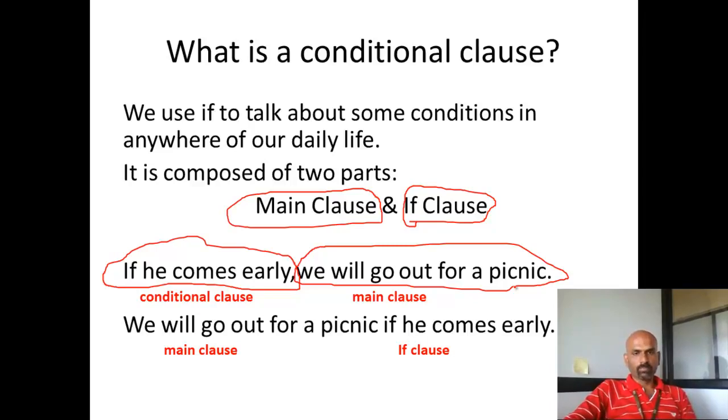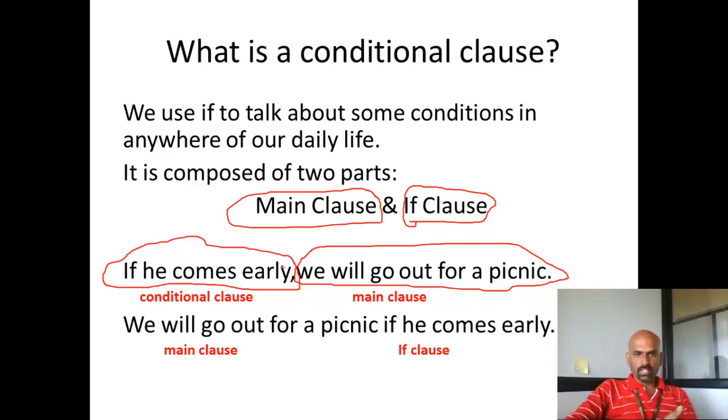Look at another example. We will go out for a picnic if he comes early. Can anyone tell me, guess what is the difference between these two sentences? Yeah, you are right. Both are conditional sentences, but the second sentence is a bit different because of the use of punctuation marks. In the second sentence, we will go out for a picnic if he comes early, at the end of the sentence there is only one full stop. But if you take the first sentence, you can see there is a comma after the if clause. But in the second sentence, there is no comma before the if clause. Let me tell you clearly.